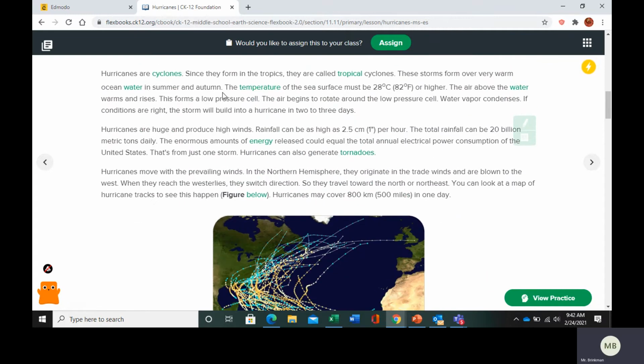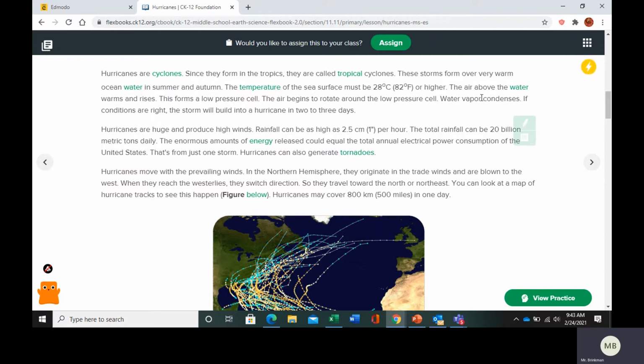So hurricanes are cyclones that form in the tropics, so they are also called tropical cyclones. They're going to form over very warm ocean water in the summer and in the fall. And the temperature of the ocean surface has to be at least 82 degrees Fahrenheit or higher. So the air above the water is going to get warm and it's going to rise, and that is going to form a low pressure cell. And as you remember, with a low pressure cell, we get the air rotating, forming a cyclone.